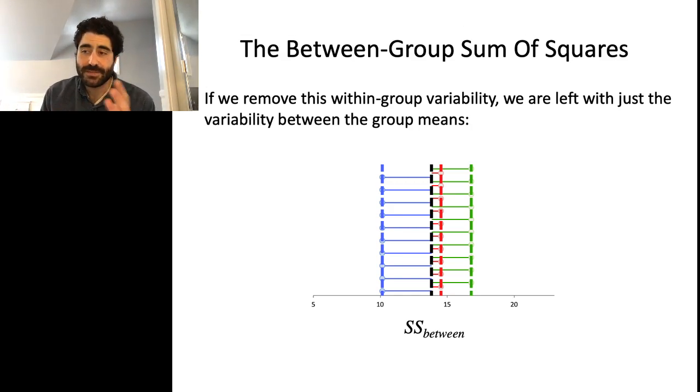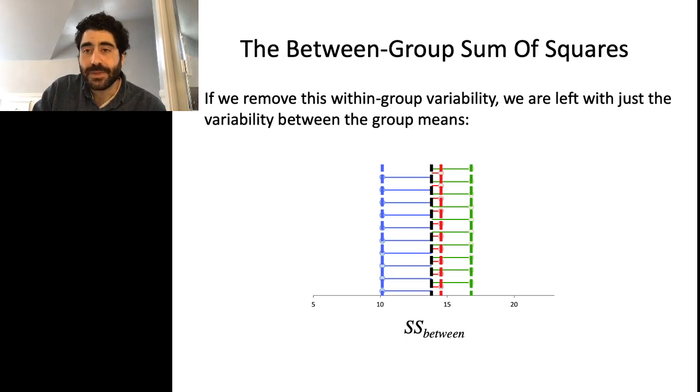And if that's true, the question is how much sum of squares variability is there still left in the data, even after taking out this within group variance. If we collapse all of the participants to their within group means and then compute this overall sum of squares, this is what we call the between group sum of squares. It's a sum of squares that's coming just from the fact that these groups have different means.